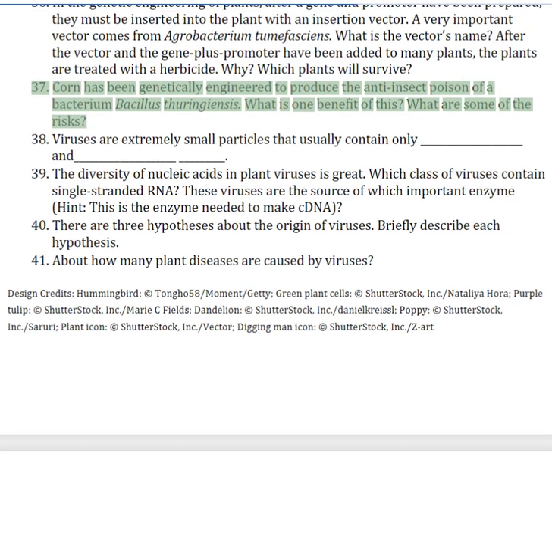37. Corn has been genetically engineered to produce the anti-insect poison of the bacterium Bacillus thuringiensis. What is one benefit of this? What are some of the risks?